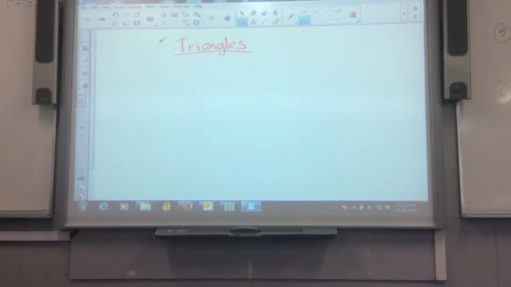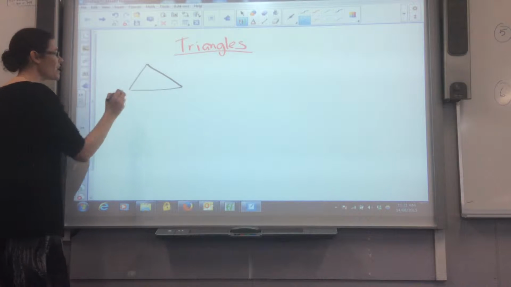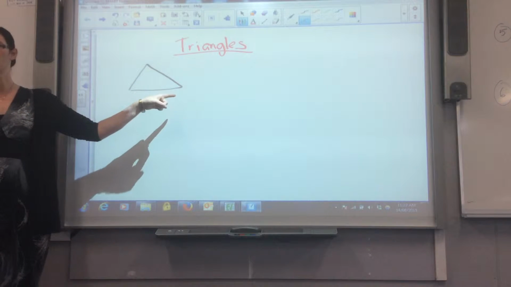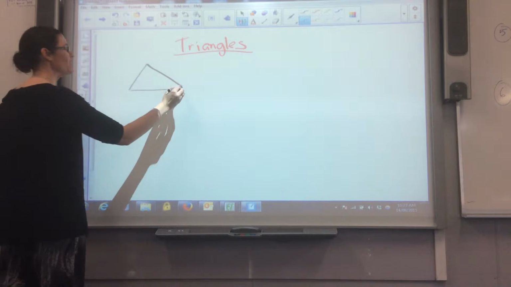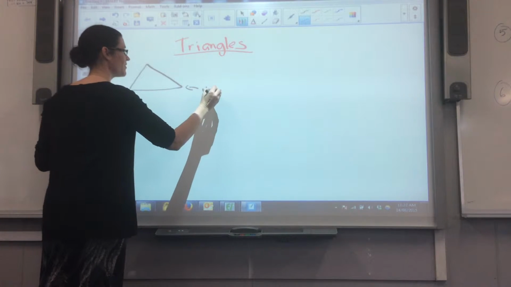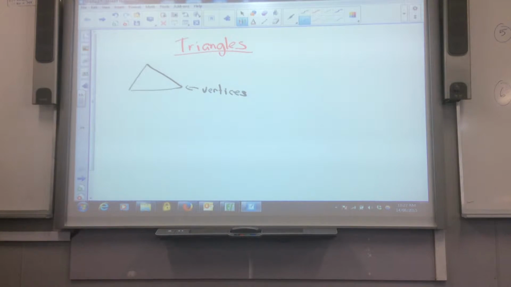Okay, so today we're reviewing some basic facts about triangles. First of all, what do we call the pointy bits? The fancy name. Edges? No, the vertices. Never heard that term before? Oh, now you have. These are vertices, okay?